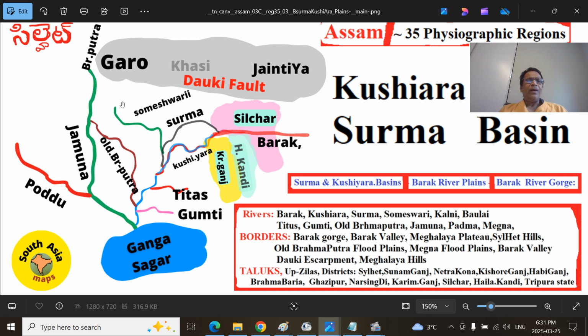And the Someshwari river comes from the Meghalaya Plateau. Near the Bhairab Bazar region, the northern stream is called Surma, the southern stream is Kushiyara. Near Bhairab Bazar, all of them join, and south of Bhairab Bazar the Titas river and Gumti river join. This is the Silchar district, this is the Hailakandi district, and this is the Karimganj district here.